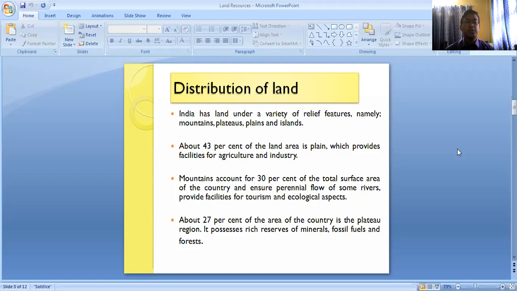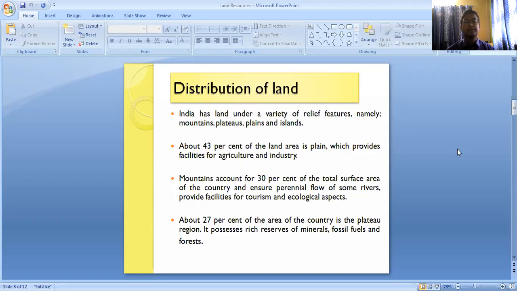And this plateau region is the storehouse of minerals actually. Here in this plateau region, we can find different types of minerals, the fossil fuels, as well as the forest resources. So here you can see that the total 3.28 million square kilometer of our country is distributed in the form of the mountains, the plateaus, and the plains.